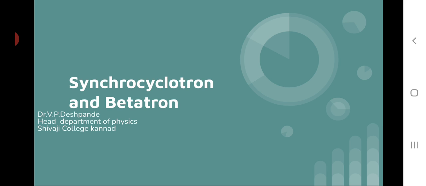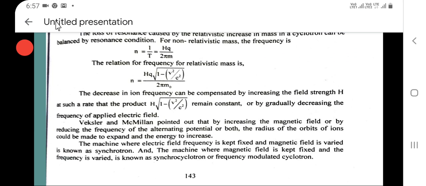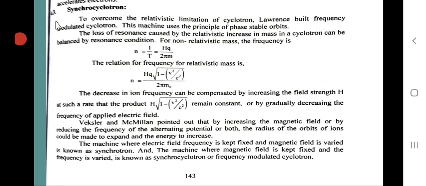Now, this is Synchrocyclotron. Now, in cyclotron there are certain limitations that are called relativistic limitations. To overcome these relativistic limitations of cyclotron, Lawrence built a frequency modulated cyclotron. This machine used the principle of phase stable orbits.